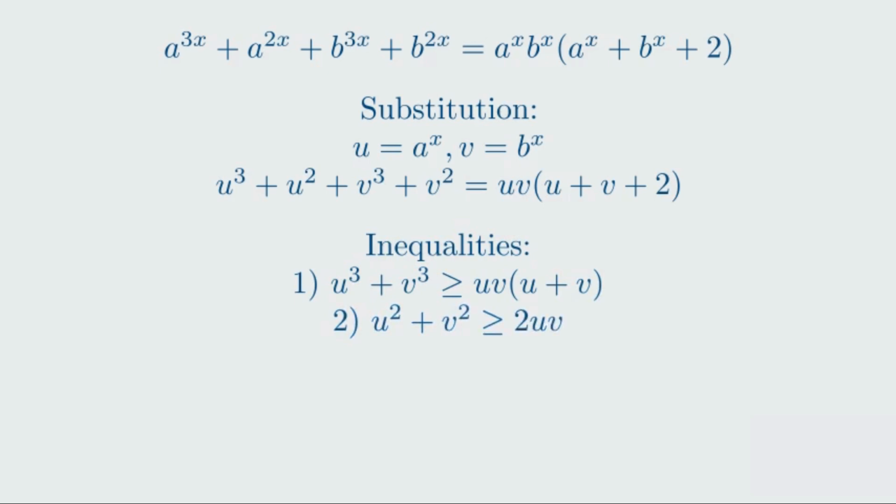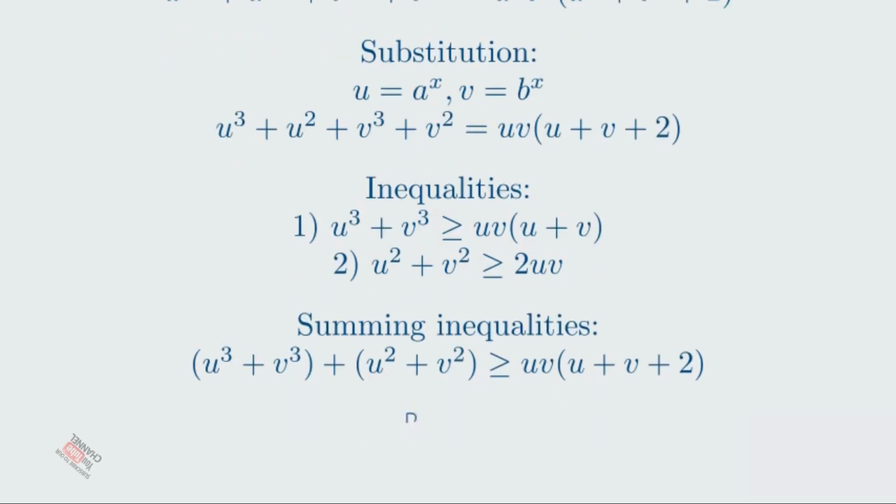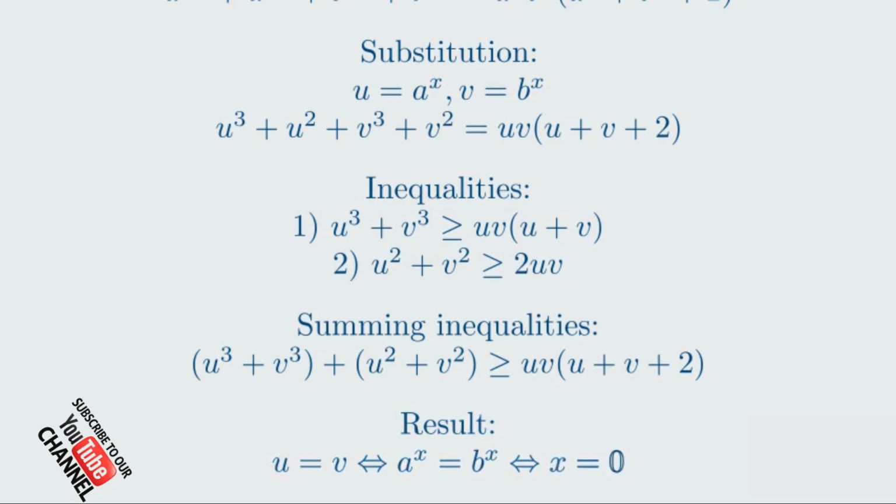By adding these two inequalities, we found that the left side of our simplified equation is always greater than or equal to the right side. This means that for our original equation to be true, it must be the case of strict equality. For this to happen, both of our original inequalities must also be equalities. This condition forced u to be equal to v, which allowed us to solve for x. Requiring equality led to the condition u equals v, which gave us a to the x equals b to the x, and ultimately, our solution x equals 0.